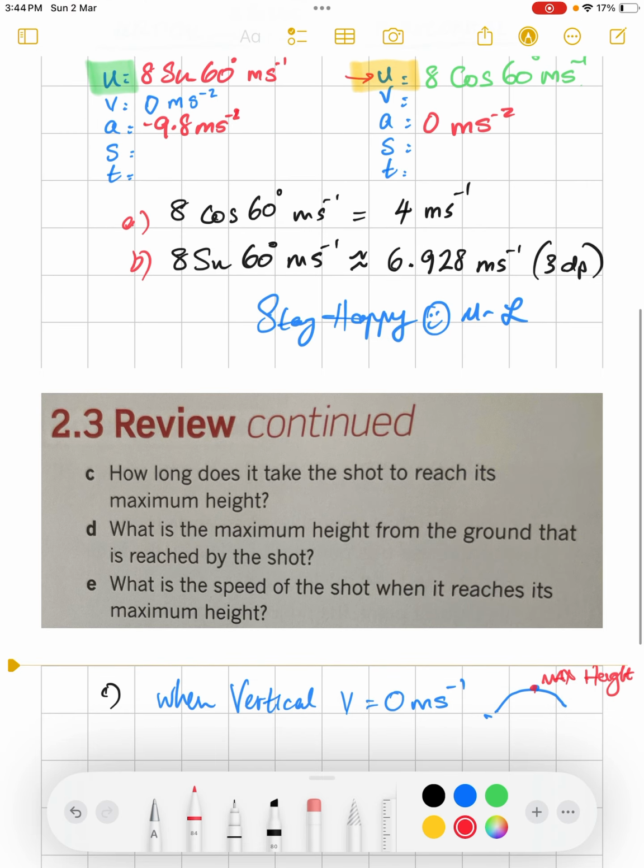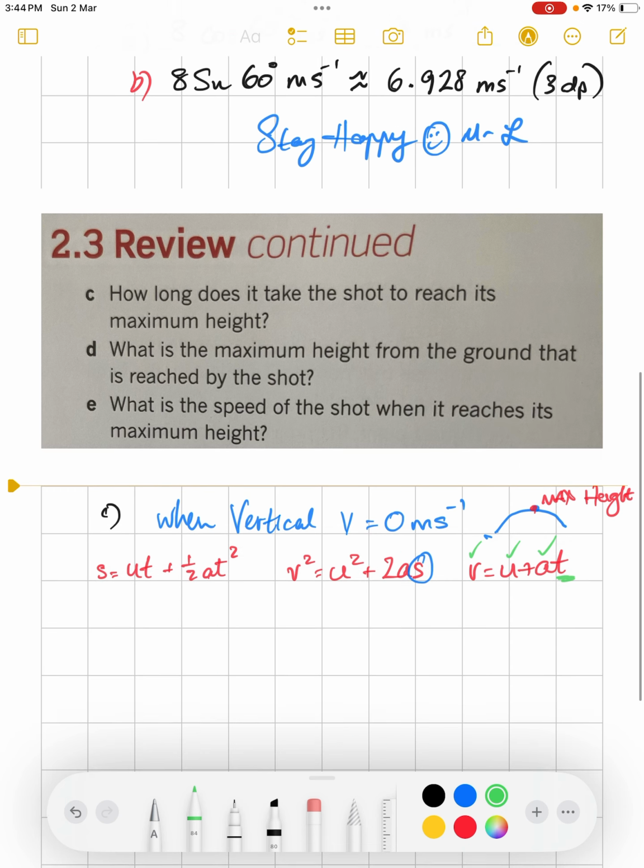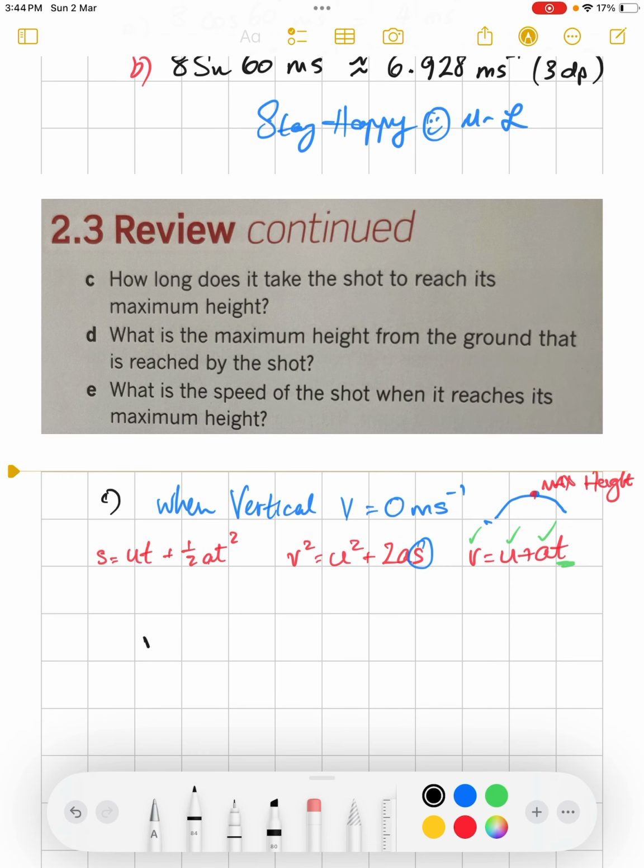And what we've got here is the formulas are, we've got S equals UT plus half AT squared. We don't know S. We've got V squared equals U squared plus 2AS. This will give us S. And we've got V equals U plus AT. And this is a good equation because we know V, we know U, we know A, and we're trying to find T. So that's the time it takes. So let's use that formula.